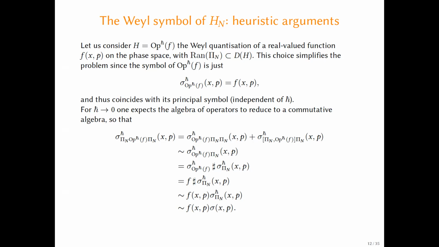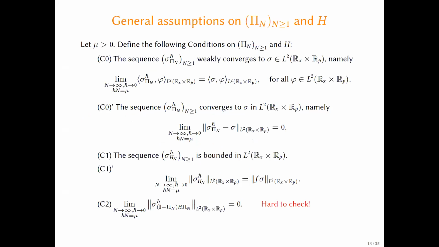So if this object has a limit sigma, we expect that at the end the Weyl symbol of H_n, the truncation, goes to f times the limit of the function. So this is very rough, okay? I agree with you, but this is very rough. But this is exactly what I want, that all these approximations are true. Okay? Of course.